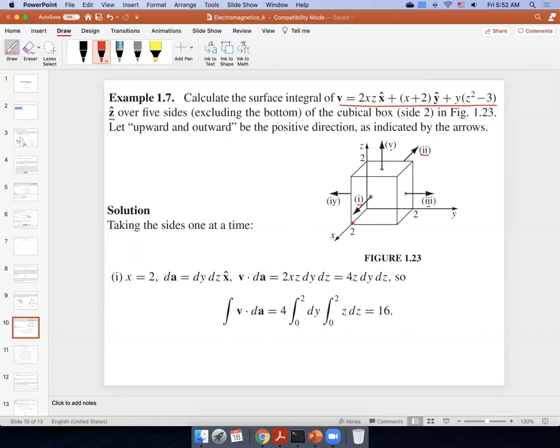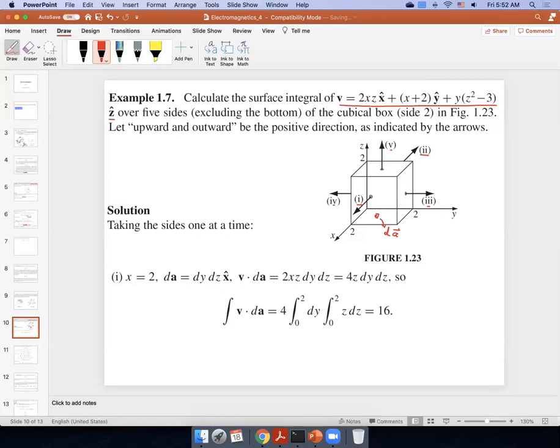But here we don't need dx at all. We just need dy dz, because if we take a small patch of the surface as dA, then dA equals dy dz times the direction of x, because as shown in the figure, the direction of the surface is the direction of x. So dA is dy dz.